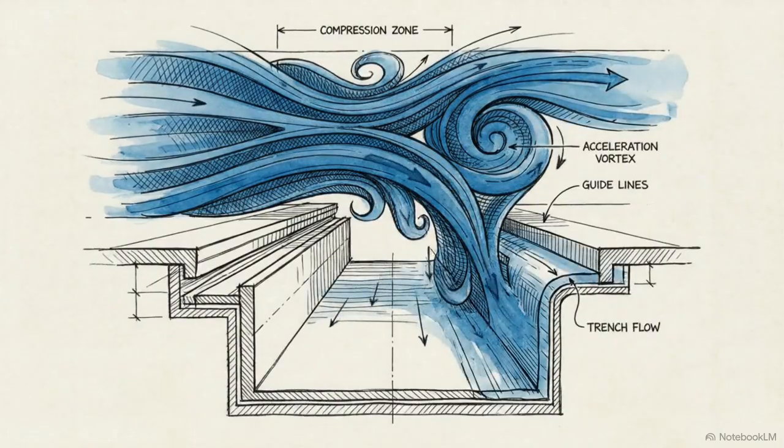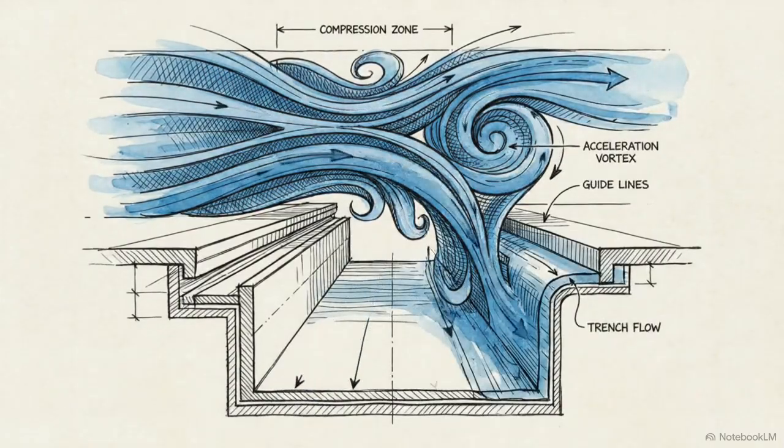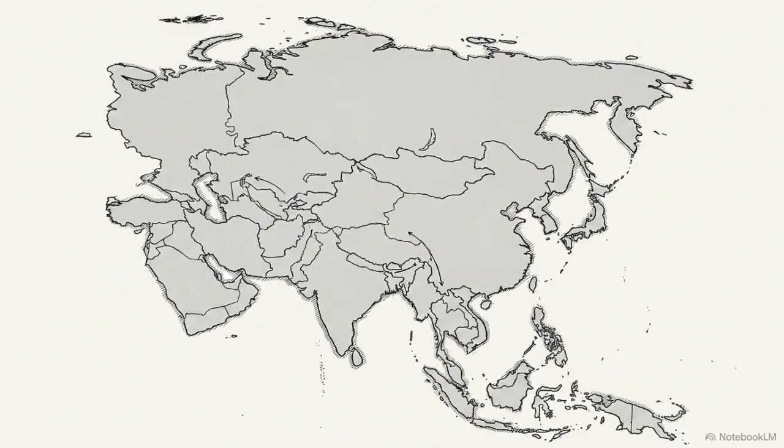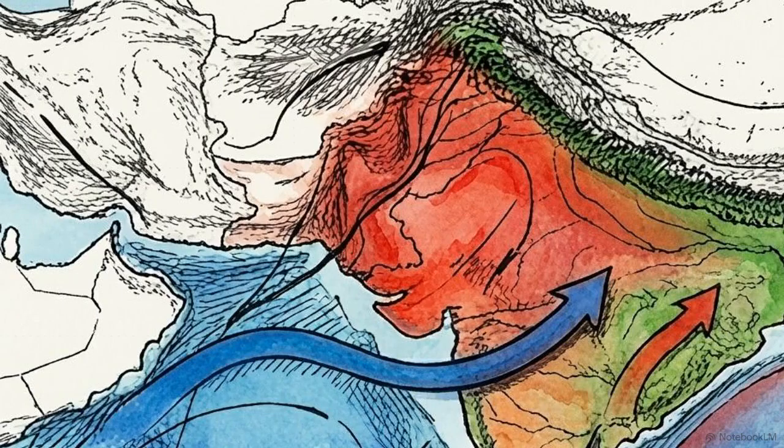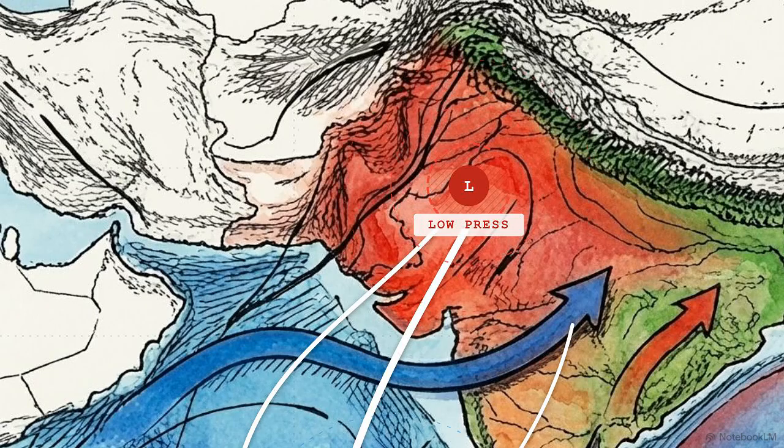This physical rule dictates weather on every scale. When we apply this micromodel to the entire Asian landmass in early June, the forces multiply. During the summer months, intense solar radiation bakes the Indian subcontinent. Millions of square miles of heated air expand and rise simultaneously, creating a massive low-pressure void in the atmosphere.